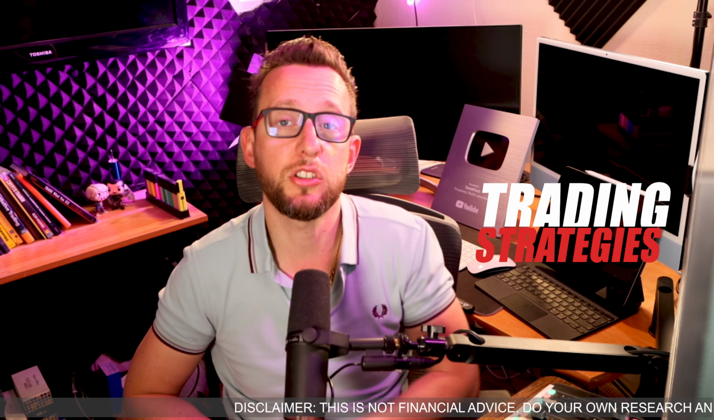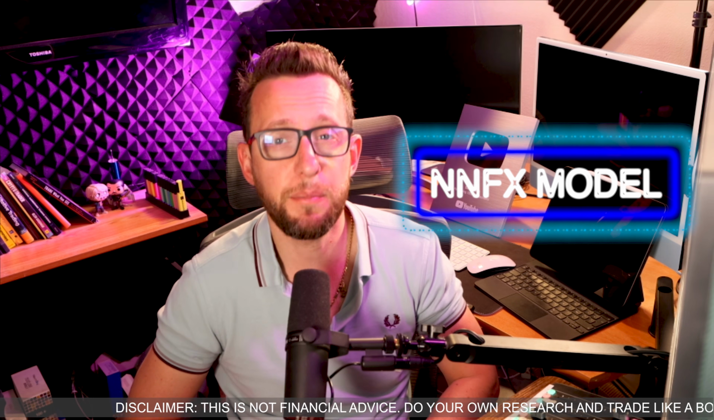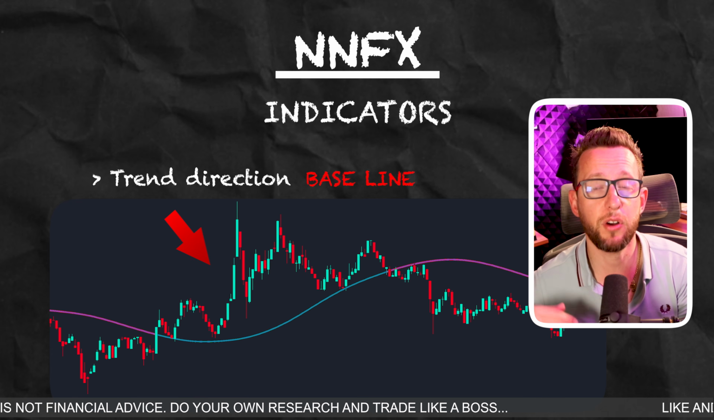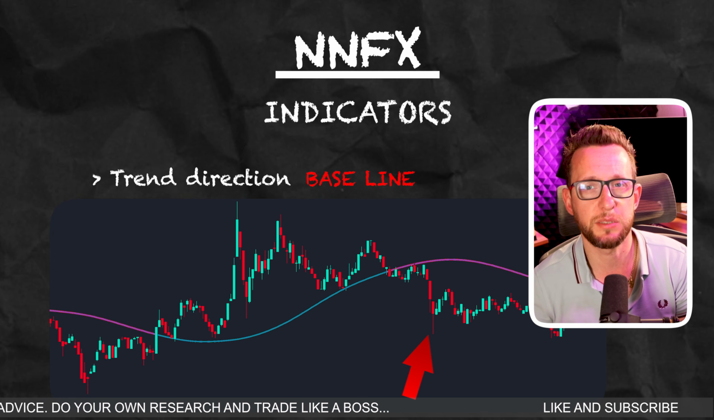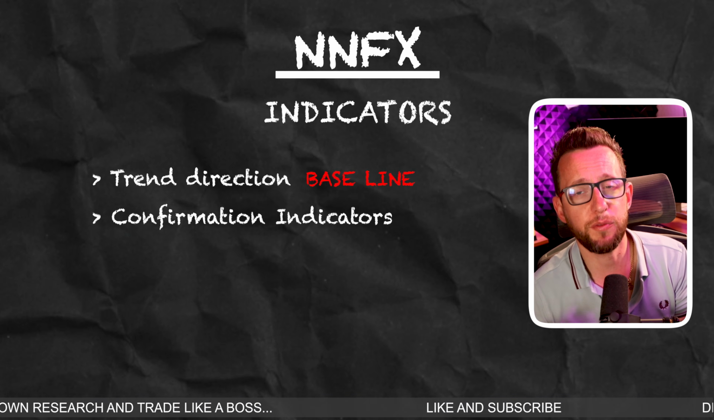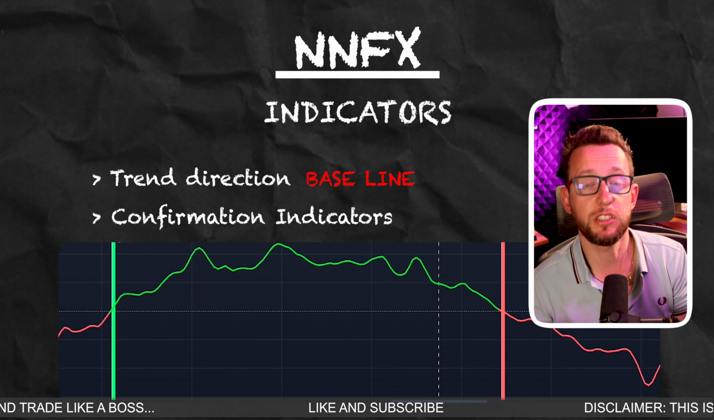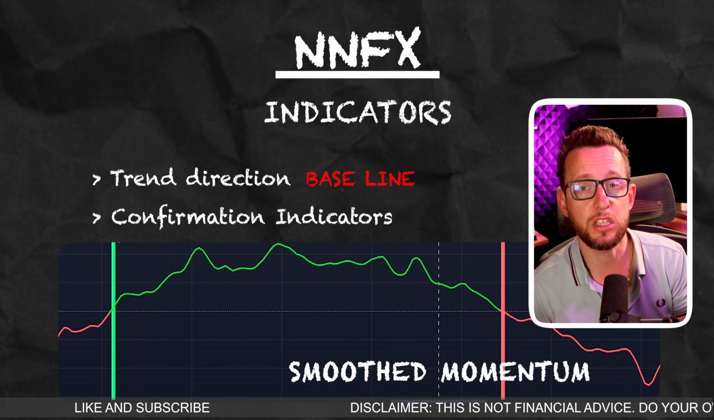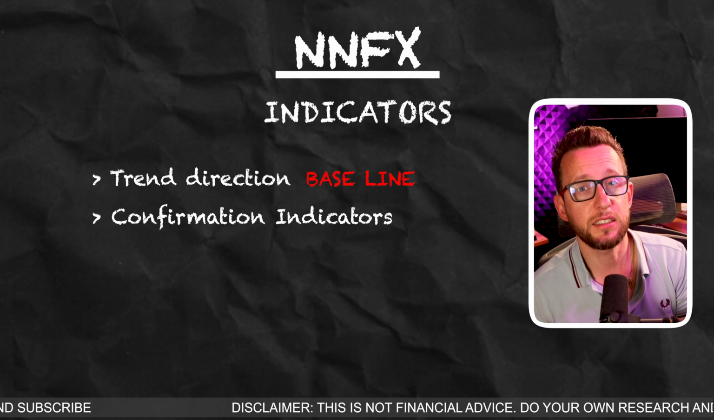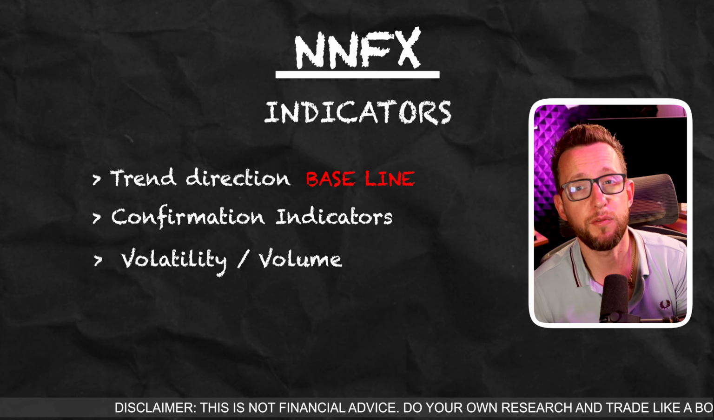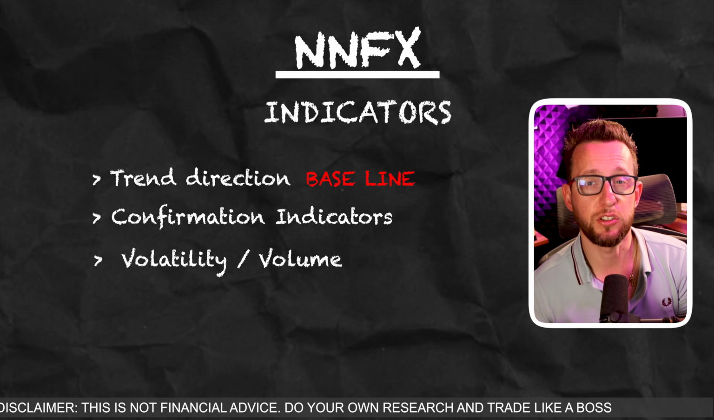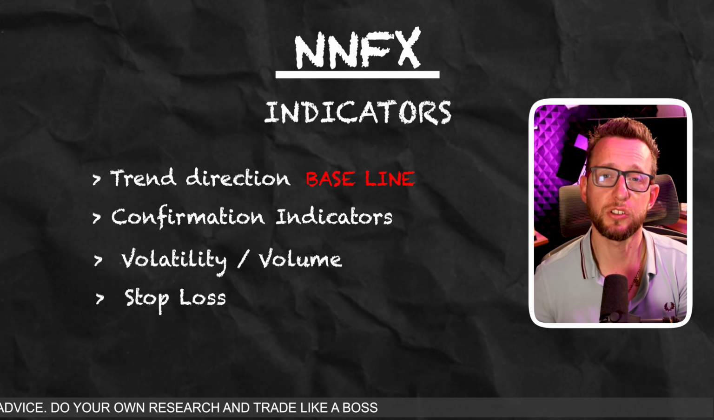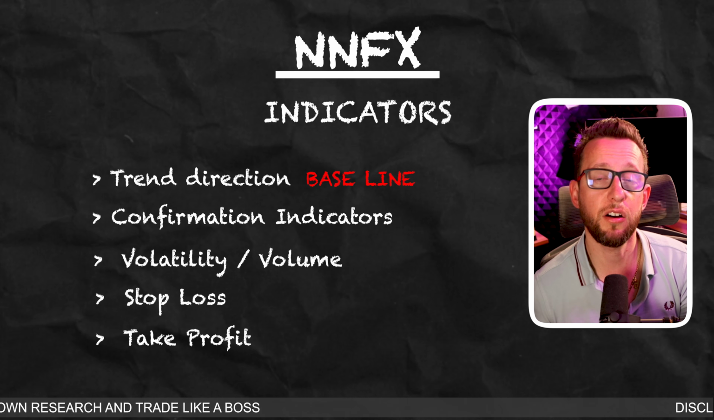Here on David Tech, we build trading strategies using the NNFX model. We use one indicator for trend direction, which we call the baseline, meaning that when price is above it, we are looking for longs, and when price is below it, we're looking for shorts. We then use confirmation indicators like the one we're looking at the moment, which is the smooth momentum. When it crosses over a value or crosses over another line, we can take an entry. We can have several confirmation indicators, and then we complement all of that with a volatility or a volume indicator, which helps us to confirm our entry as well. We then have a stop loss indicator, which is often the ATR, which allows us to set our stop loss and then allows us to add a R to R for a take profit.